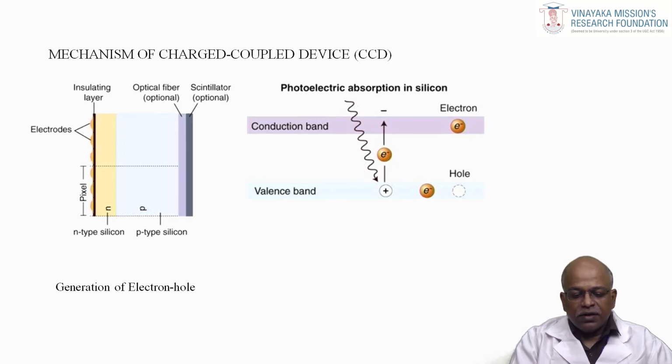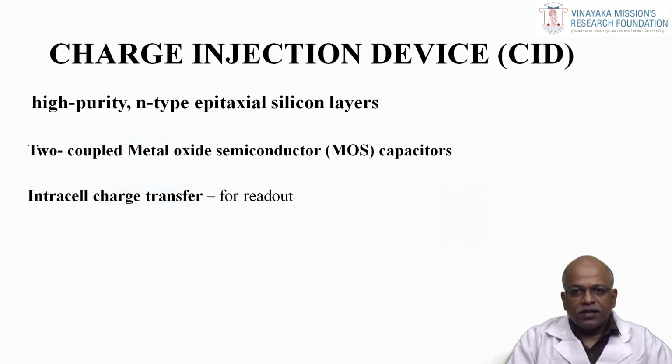They are based on generation of electron hole pairs, such as in this picture where the valence electron from the valence band is transferred to the conduction band on receiving the X-ray from the intraoral periapical radiographic machines. The charge injection device sensors are high purity, and N-type epitaxial silicon layers are the more important composition of charge injection device sensors.